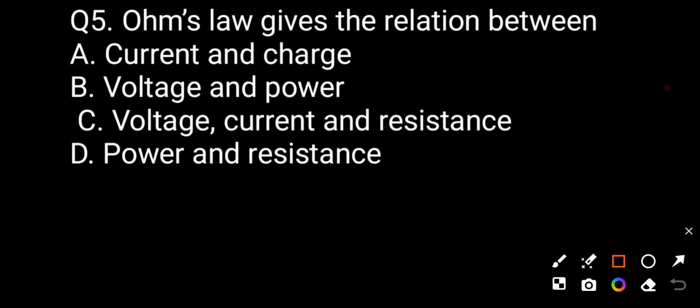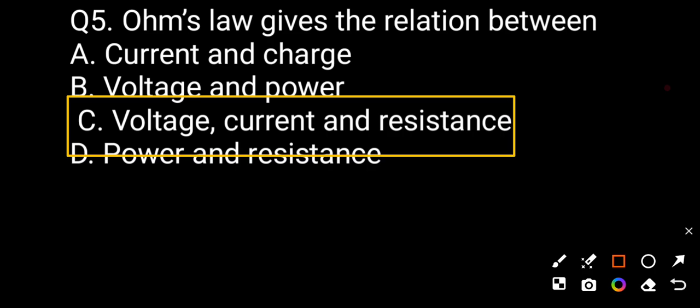Question number 5. Ohm's law gives the relation between option A current and charge, option B voltage and power, option C voltage, current and resistance, option D power and resistance. Correct answer will be C. Ohm's law gives the relation between voltage, current and resistance.